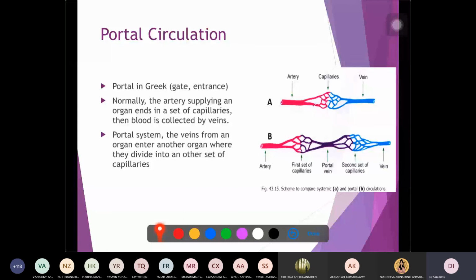But in a portal system, you actually have a portal vein that connects two sets of capillaries. First you have the arteriole that feeds into the first set of capillaries, and these capillaries drain into a portal vein. From the portal vein, it feeds again into another set of capillaries, the second set, which will then be drained into the systemic vein, and eventually go back to the heart. So in a portal system, you have a portal vein that divides two sets of capillaries, right?